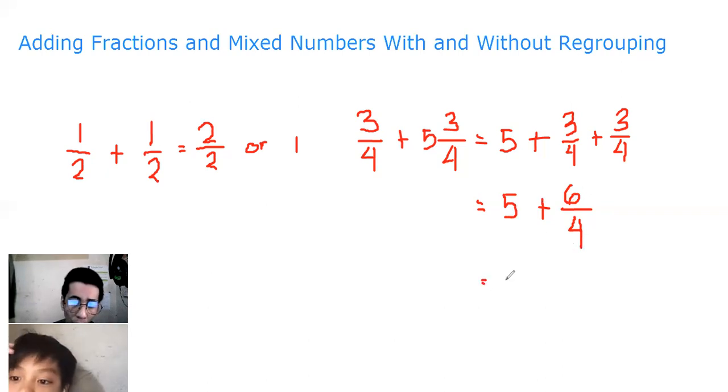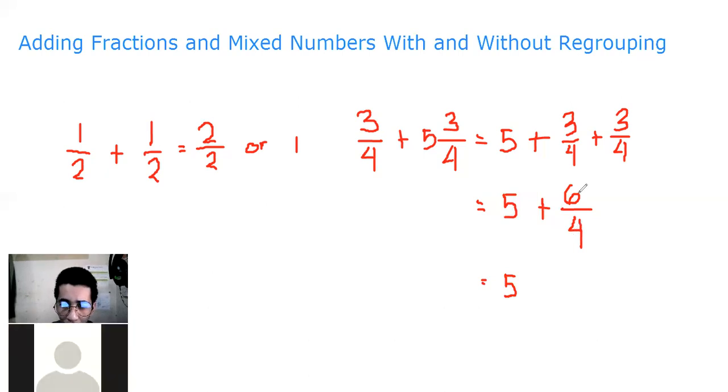Si 6 over 4 may lowest term siya. Ano ang lowest term ni 6 over 4? Kapag nakita natin na mas malaki si numerator kaysa kay denominator, ipag-divide natin sila. Si denominator yung nasa labas, si numerator yung nasa loob. Okay? So, si 6, yung numerator natin nasa loob, si denominator nasa labas. 4 divided by 6, magiging 1. Then 1 times 4, that is 4.